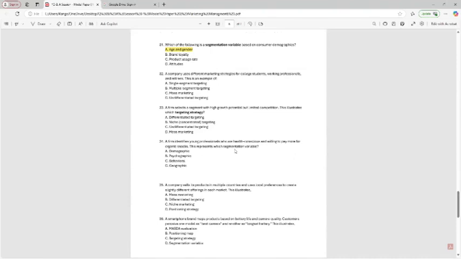A company uses different marketing strategies for college students, working professionals, and retailers. This is an example of single segment targeting, multiple segment targeting, mass marketing, or differentiated targeting. That is also an easy question.